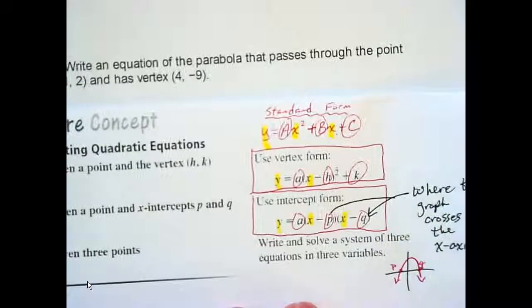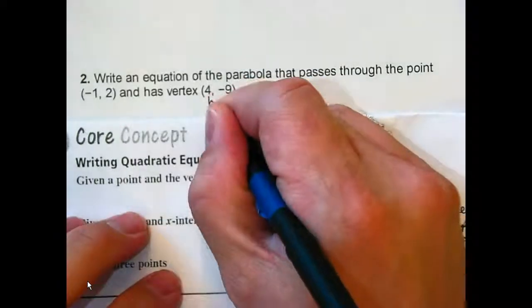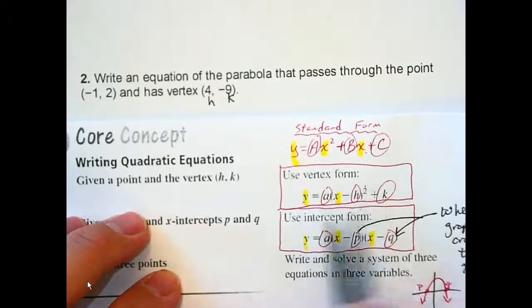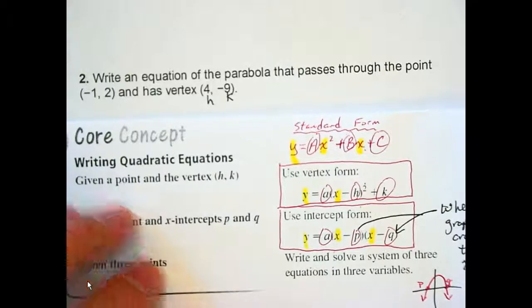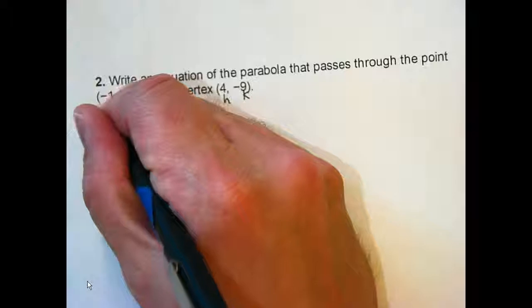Okay, which form, who's using vertex here? Who's using standard? Who's using intercept? On this one, they give us H and K, right? So if I use H and K, I think we want to use vertex form on this one. That way we're only left with A. We're given H, K, and an X, Y value.